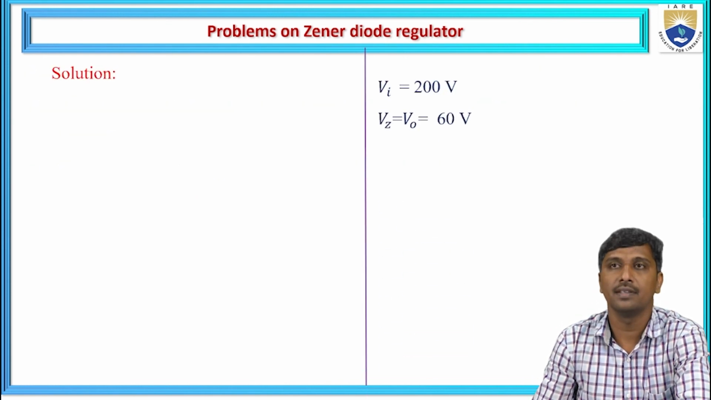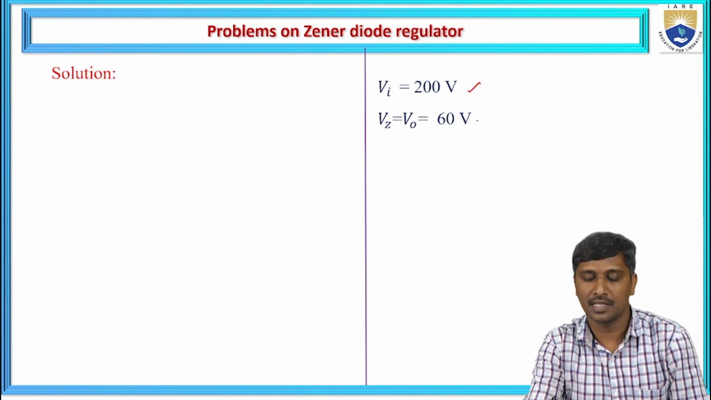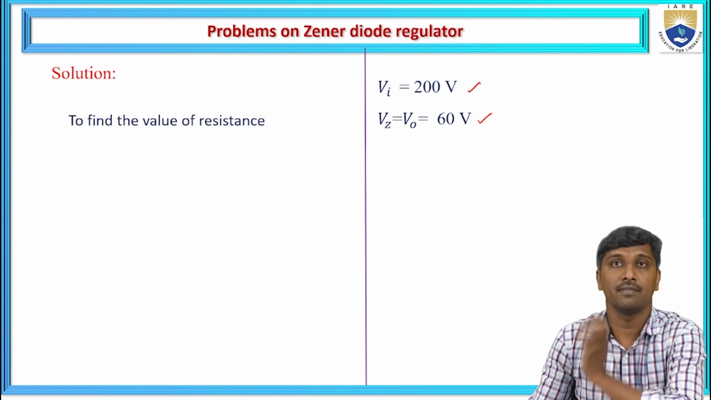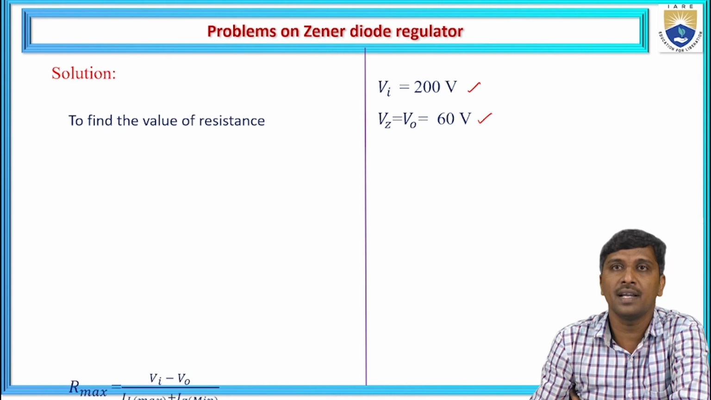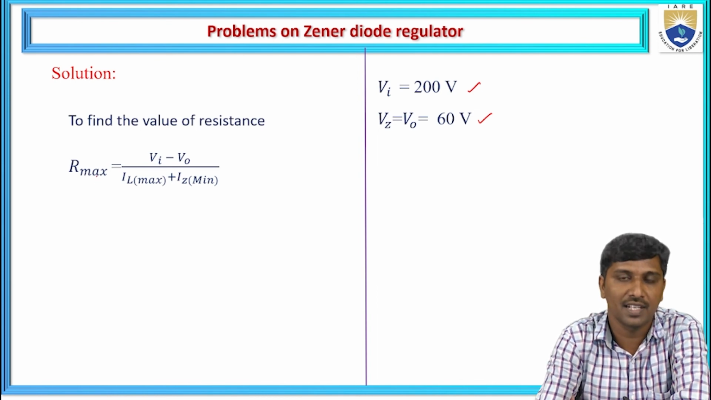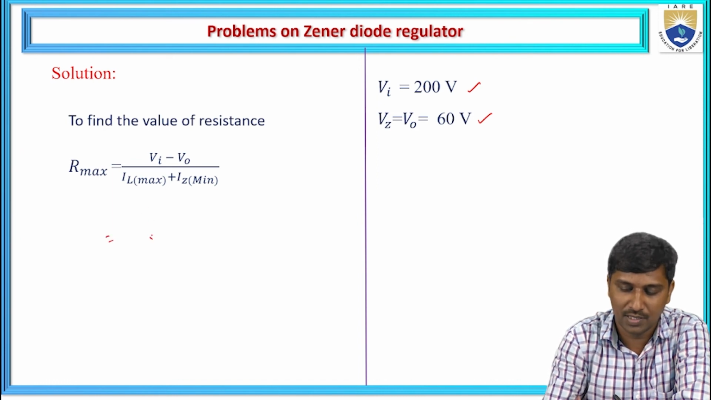For these given specifications, the input voltage is 200 volts and the output voltage across the Zener diode is equal to 60 volts. Then we need to calculate the value of the resistance. To determine it, we need to calculate the maximum resistance and the minimum resistance. The maximum resistance is defined as the ratio of input voltage minus output voltage to IL maximum plus IZ minimum. So VI is 200 volts and V0 is 60, divided by IL maximum plus IZ minimum.